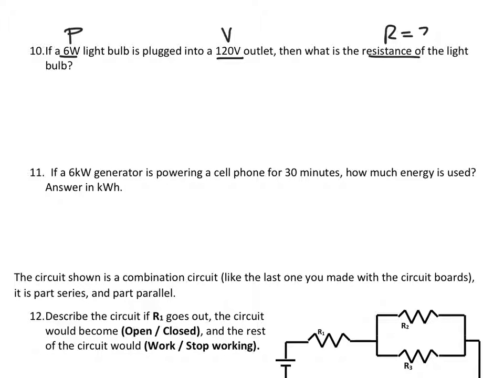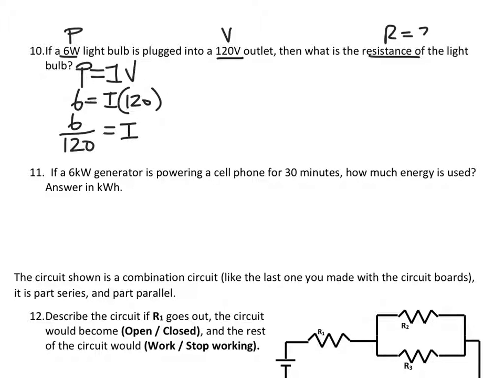So if I have power and voltage, I can find current using my P equals I times V equation, where P is 6, I is unknown, and V is 120. So if I want to get I by itself, I move 120 to the other side, and I get 6 divided by 120, which gives me I, which gives me 0.05 amps. Now I found I, but my goal is to find R.